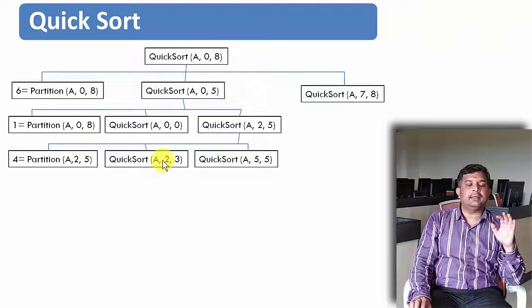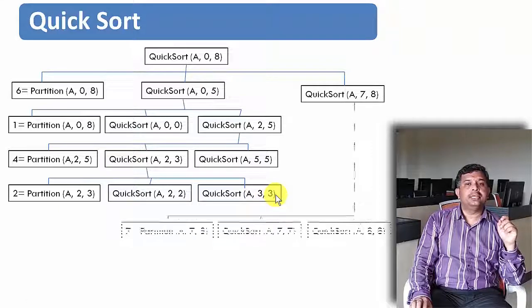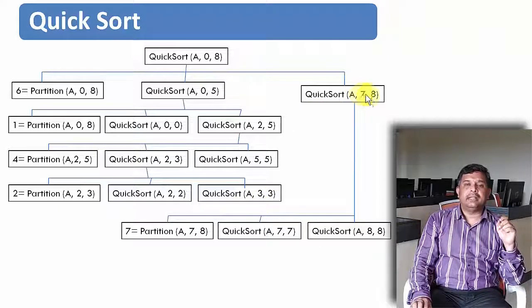So my data that I need to sort is 2 to 3 and 5 to 5. 5 to 5 is single data, so I need not do anything. For 2 to 3, if I sort, I'll find the partition to be 2. So 2 to 2 and then 3 to 3. Again, the right hand part I need to see, 7 to 8. 7th I find is the partition, so 7 to 7 and 8 to 8.